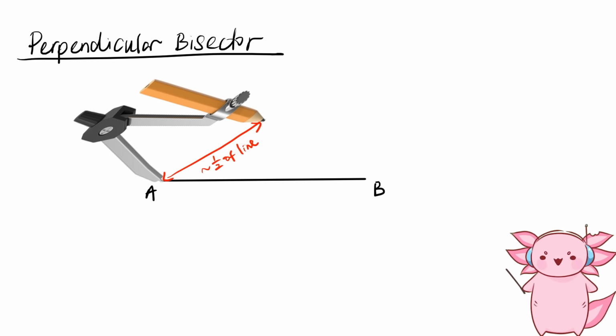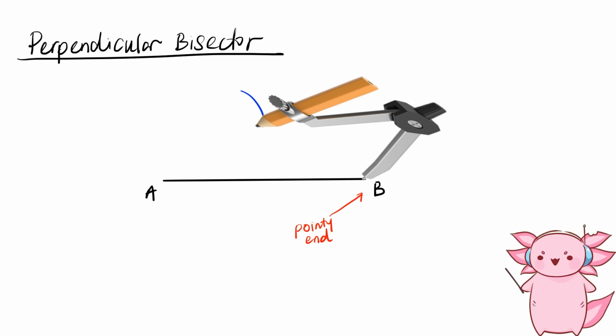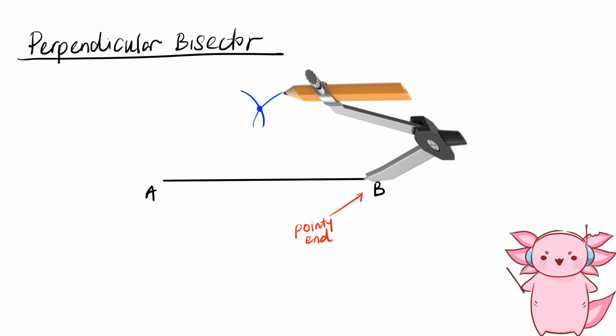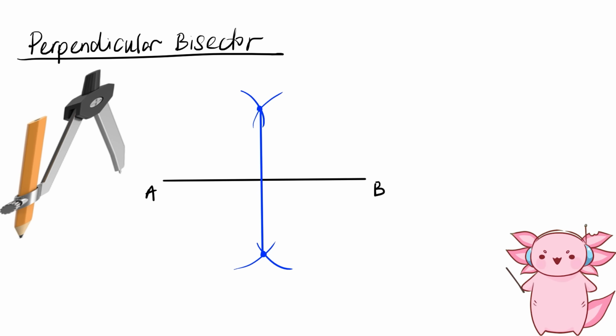So let's set it to some reasonable length and we don't adjust it anymore. Now we put the pointy end on A and we draw an arc like this, and then we put the pointy end on B and we draw an arc like this so that it cuts the first arc. Now we just do the same for the bottom part here and we connect the intersection of the two arcs together like this, and ta-da! We have our perpendicular bisector.